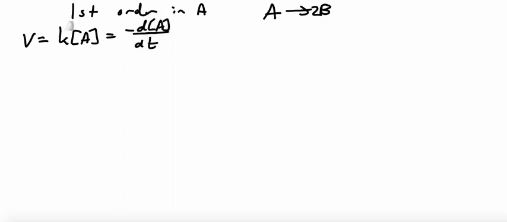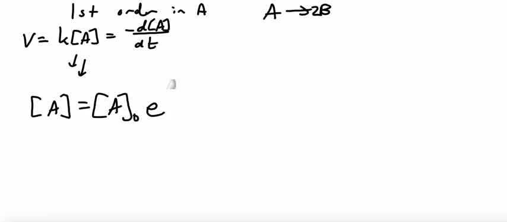And so once again, this is a differential equation. If we solve that, we get that the concentration of A is equal to the original concentration of A times this decreasing exponential.